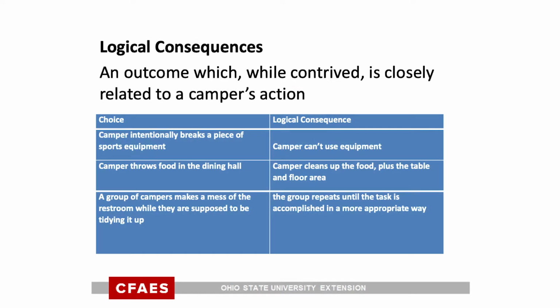Logical consequences are when an outcome, while it's contrived or created, probably by you, is closely related to the camper's action. Here's a few examples of logical consequences. A camper intentionally breaks, notice the word intentional, a piece of sports equipment, and therefore they can't use that equipment anymore, meaning you've enacted a policy that they can't use that equipment anymore.